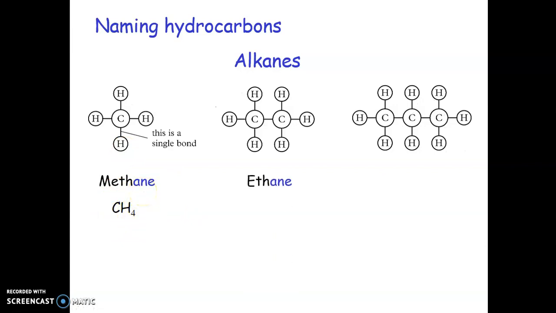If an alkane has 2 carbons, we call it ethane. Again, it has 2 carbons, CnH2n plus 2, so 2 times 2 is 4, so 4 hydrogens plus 2 is 6. Ethane has 2 carbons, 6 hydrogens. Propane is the alkane with 3 carbons. We know the general formula CnH2n plus 2, so 3 times 2 is 6, plus 2 is 8.